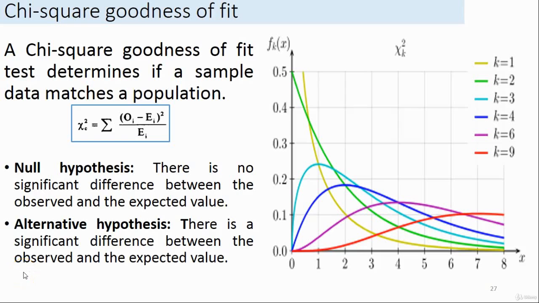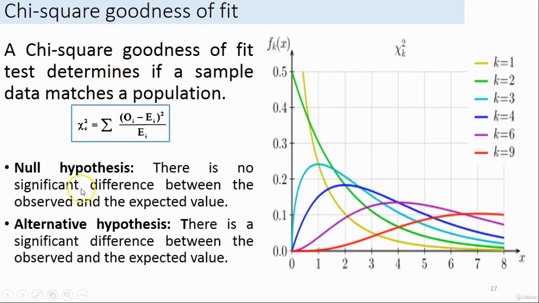Welcome back. Till now you saw various distributions to test numerical data. Now let us learn the chi-square, which deals with categorical data. There are two types of chi-square tests. The first one is goodness of fit. The goodness of fit determines whether the sample you are observing really matches the population.